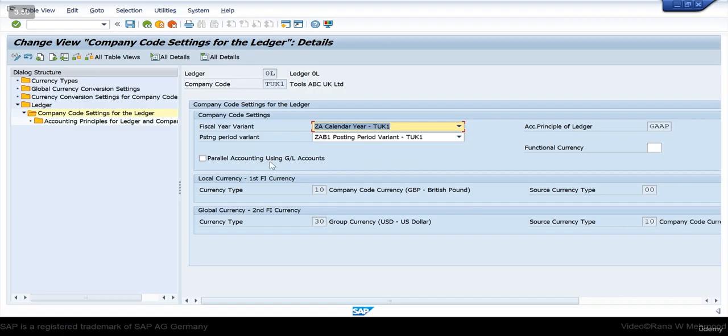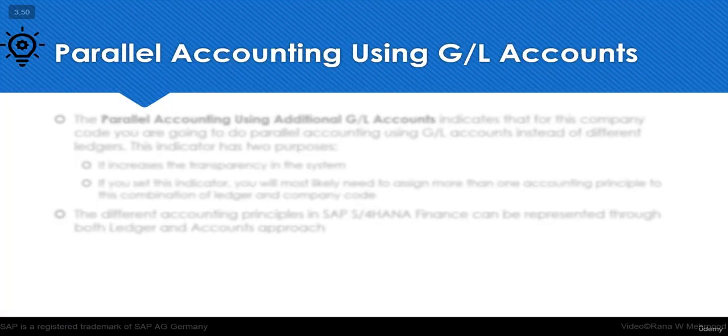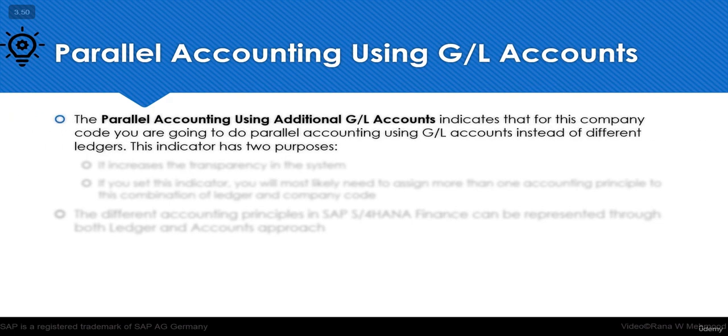The next one is parallel accounting using GL accounts. First of all, you have to understand what parallel accounting is. Parallel accounting actually enables you to perform valuation and closing operations for a company code based on the accounting principles of the code, as well as additional accounting principles such as local accounting principles. So the parallel accounting using additional GL accounts indicator means that for this company code, you are going to do parallel accounting using GL accounts instead of a different ledger.